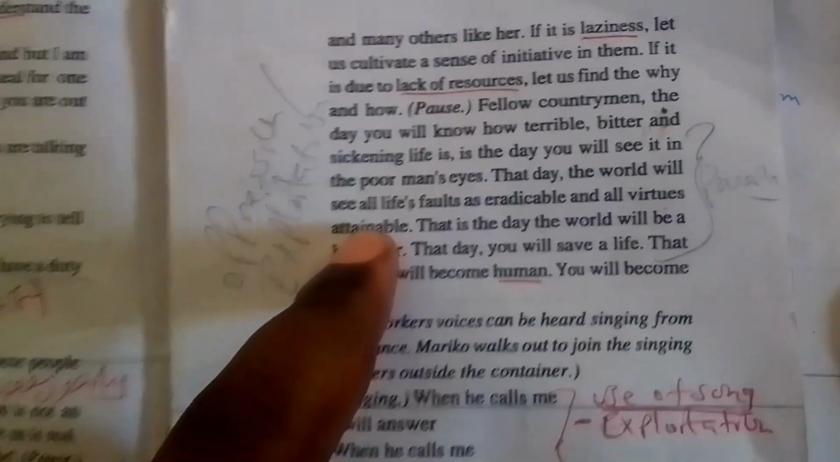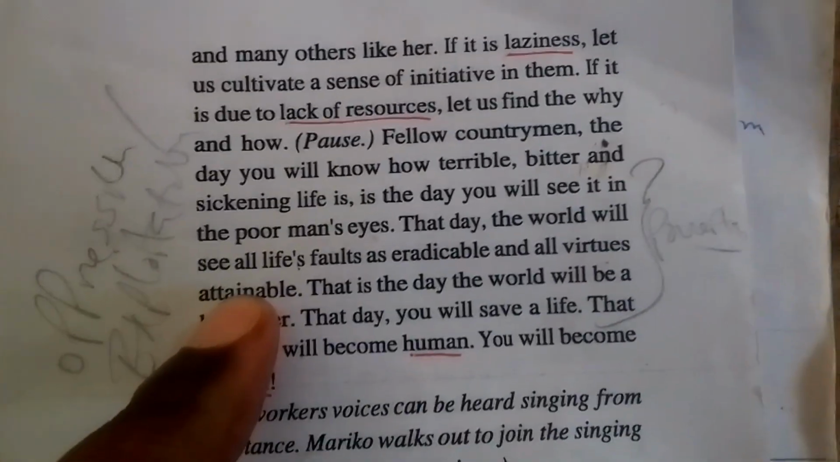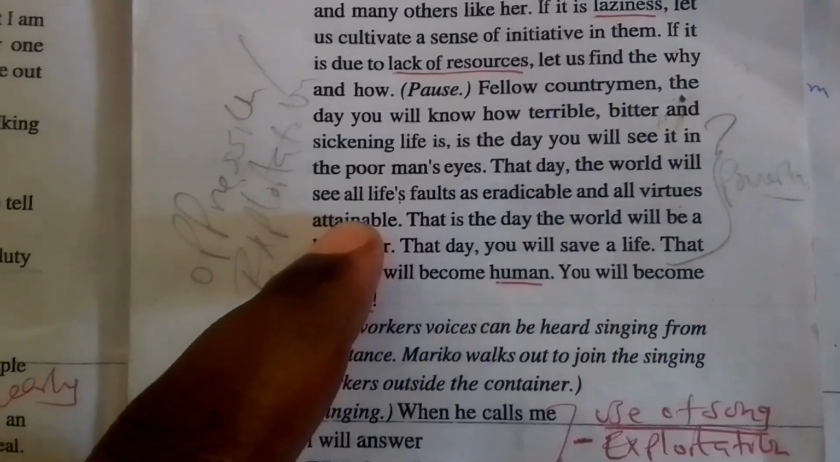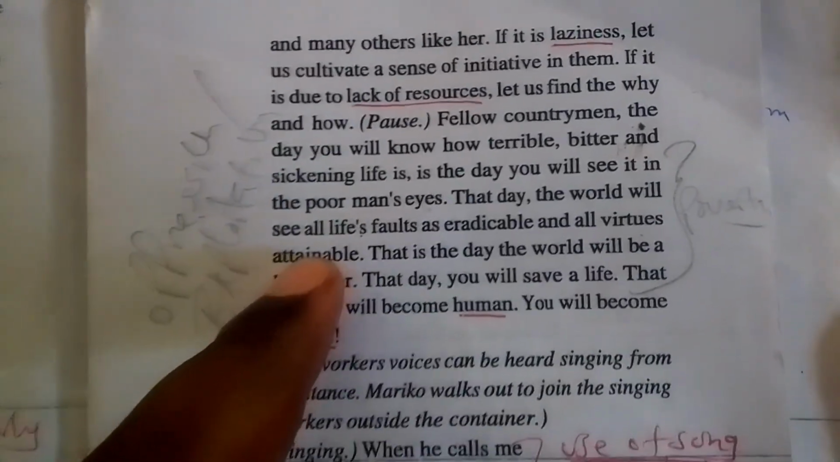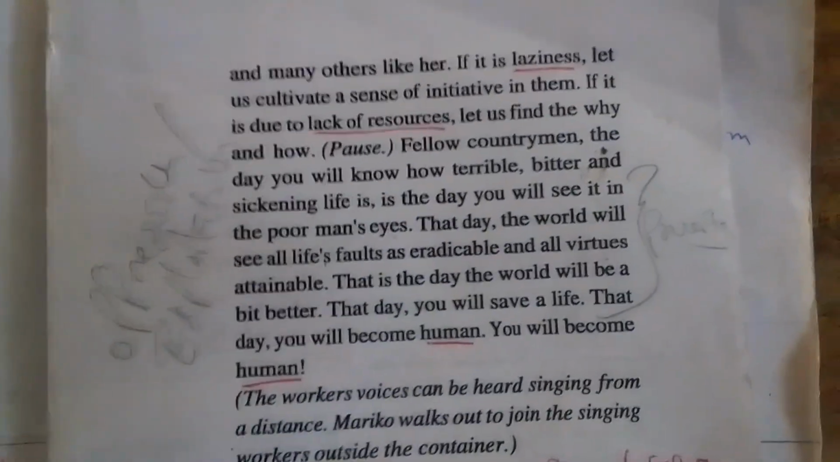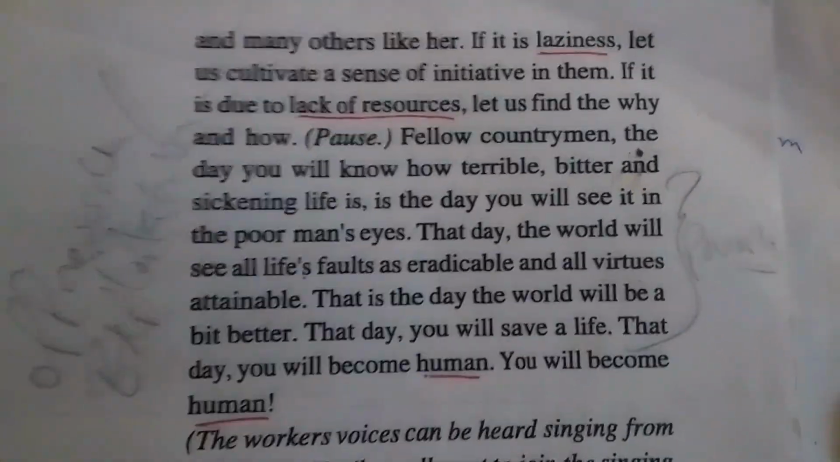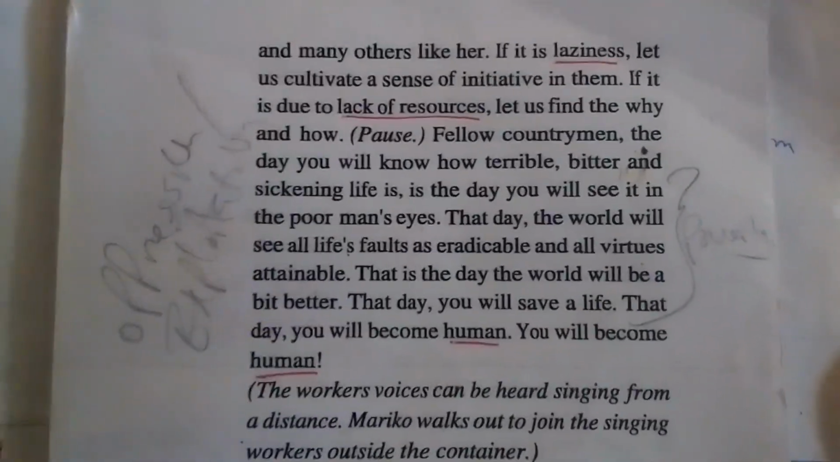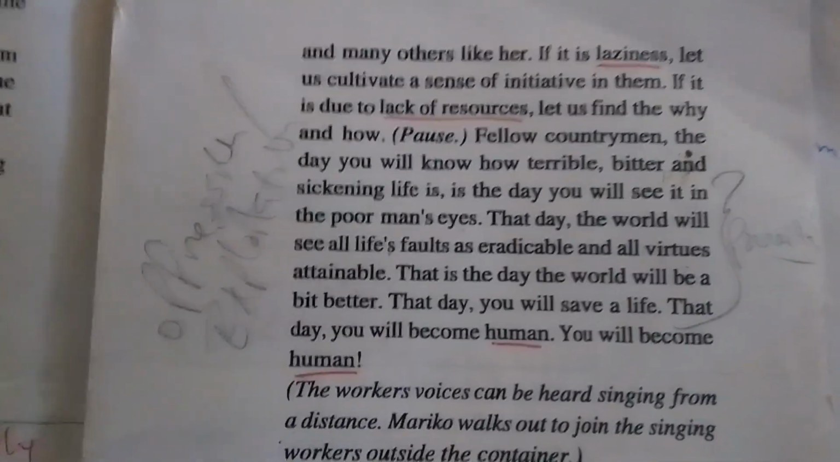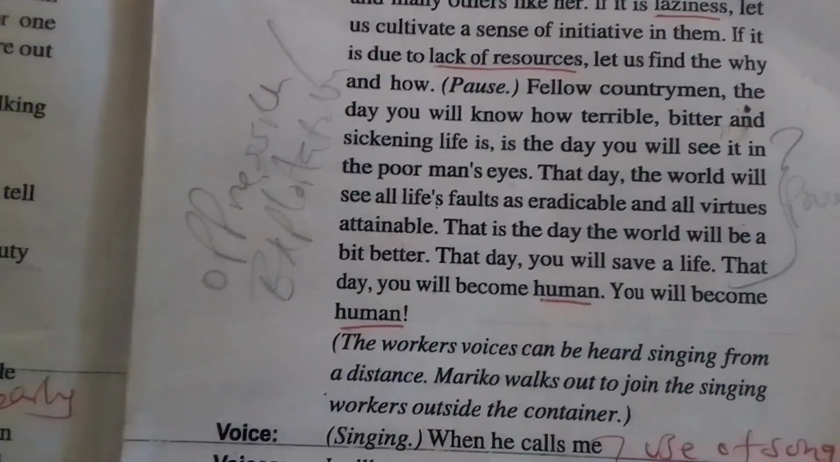We have the difference between vices and virtues. So virtues are the good ones. That means this guy is optimistic. When he says that, he believes, he's hopeful. Of course, the opposite of optimistic is pessimistic. So this guy is optimistic that one day things will change.